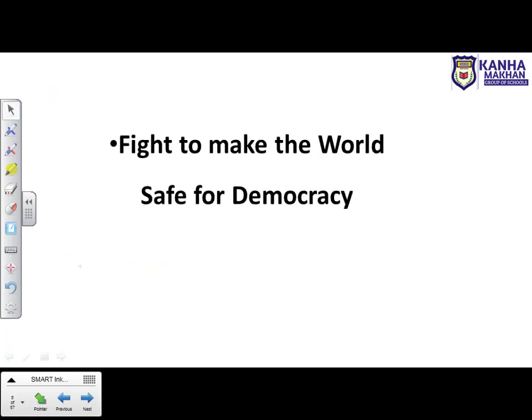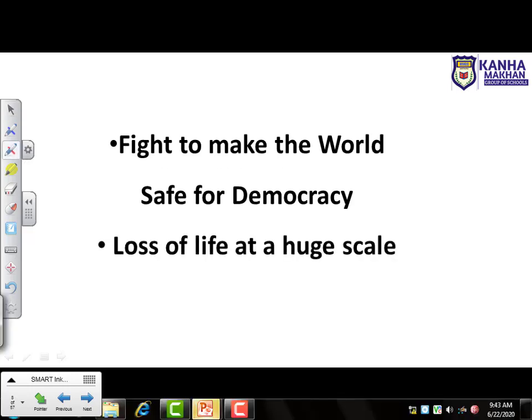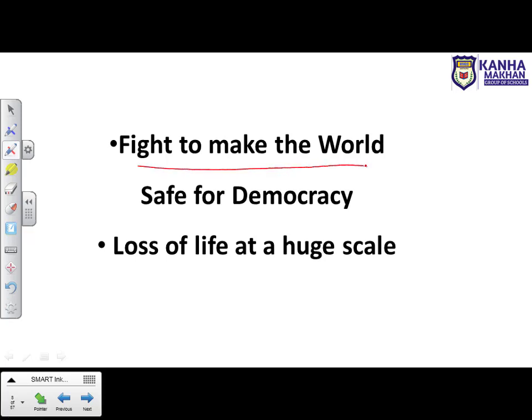Now, so basically First World War is known as a fight to make the world safe for democracy. Now you might be thinking, why was it a fight to make the world safe for democracy? So the reason was, two powers were fighting, Allied and Central. And let me tell you, the countries which consisted of the Central powers, like Germany, like Turkey, all these countries, they were not in support of democratic ideas.